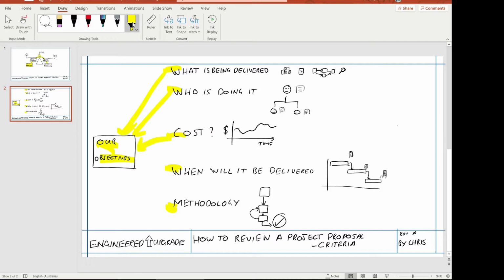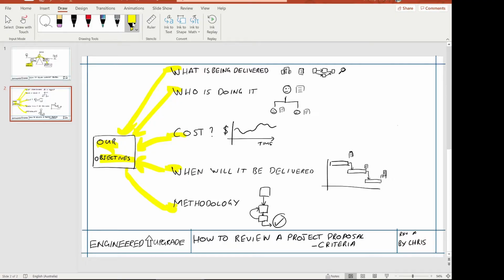So often my personal objective aligns with that of the project, but sometimes when I'm evaluating a project on behalf of a client or on behalf of someone else, it may not necessarily be aligned. So these 5 criteria are, first, looking at what is being delivered.